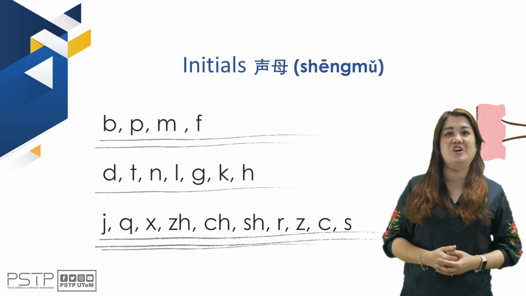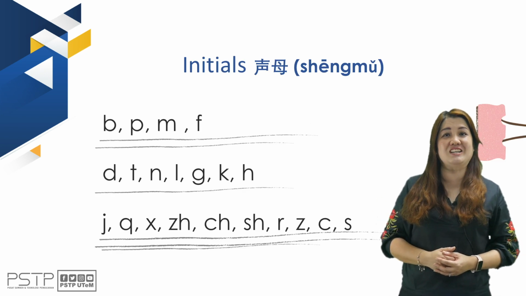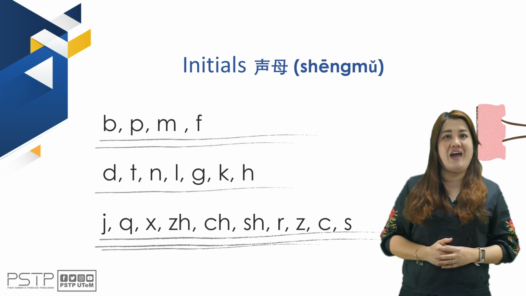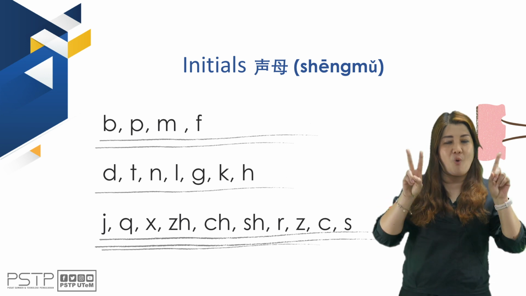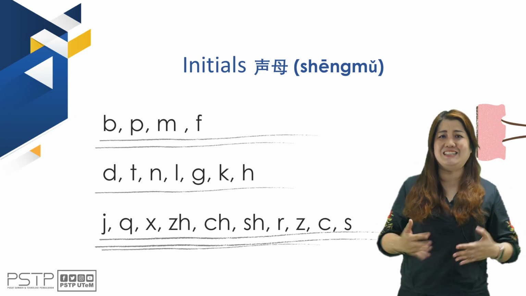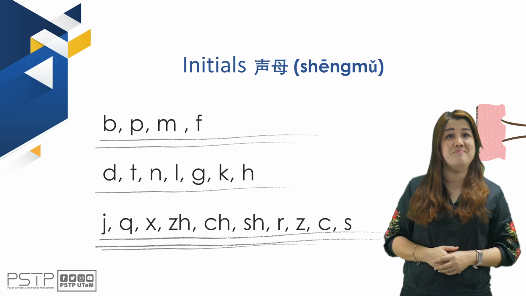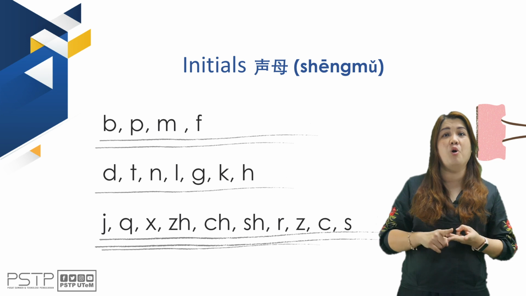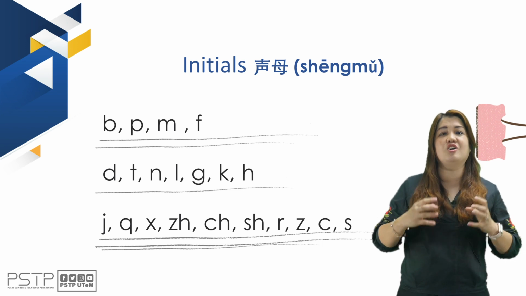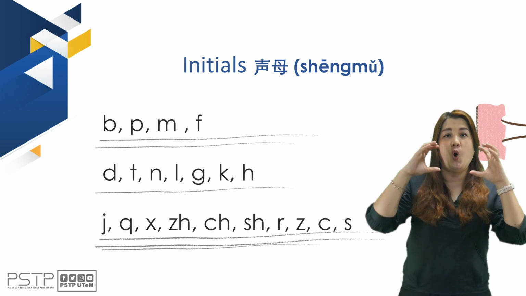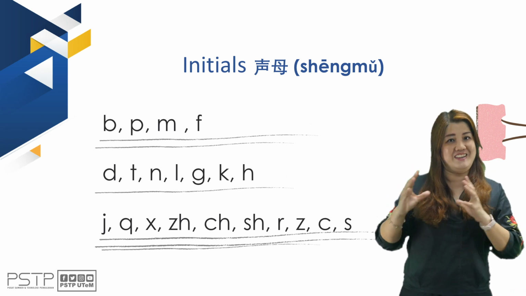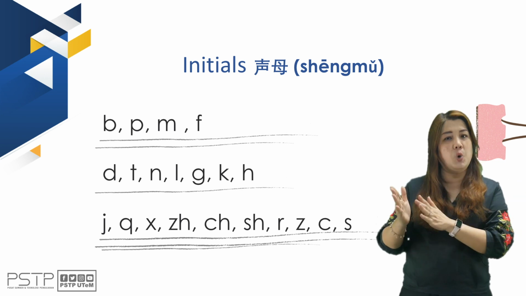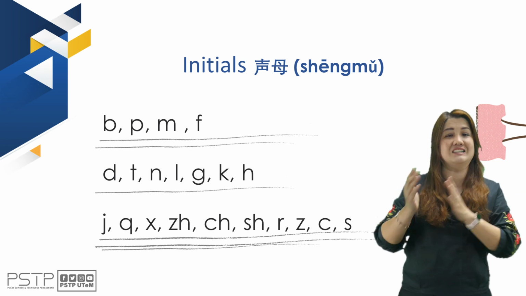Let's take a look at the initials. Initial is called 声母 in Mandarin. Here we have altogether 21 initials. Let's practice how to pronounce the initials one by one. When we pronounce b, p, m, f, we have to assume there is an O in the bracket at the end. So it will be B plus O, P plus O, M plus O, and F plus O.